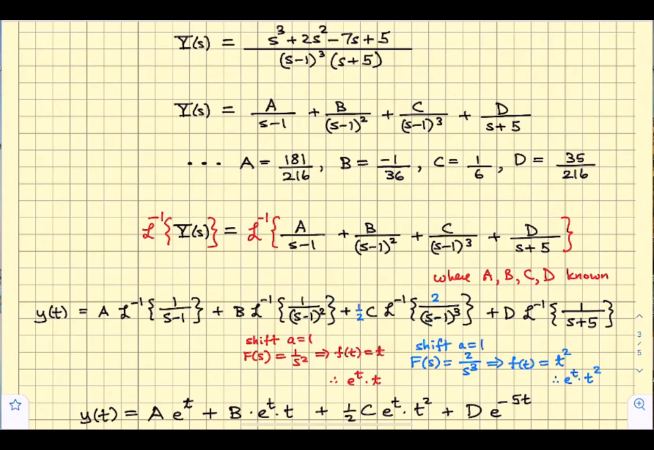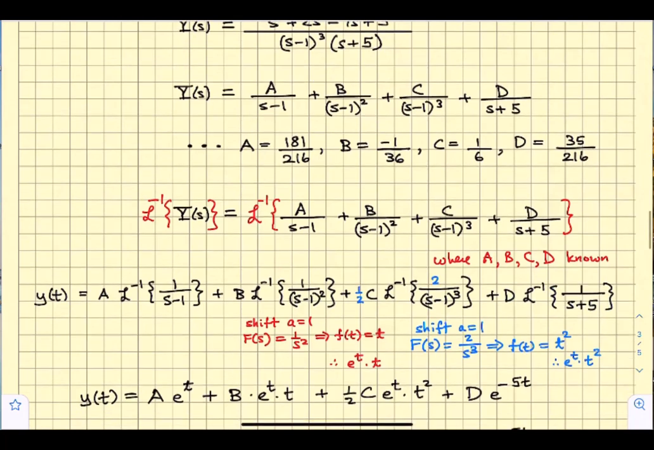This is not quite a shifted version of something that's in my table, because if I'm thinking of little f of t as t squared, then big F of s would be 2 over s cubed. I need a 2 here in order for this to look like a shifted version of something that's in my table. So I can manufacture that 2 by putting a 2 here and multiplying by a 1/2 out front, because those undo each other. I already pulled the A out, pulled the B out, pulled the C out. Similarly, I'll pull the D out. This is in my table. So now I'm ready to go.